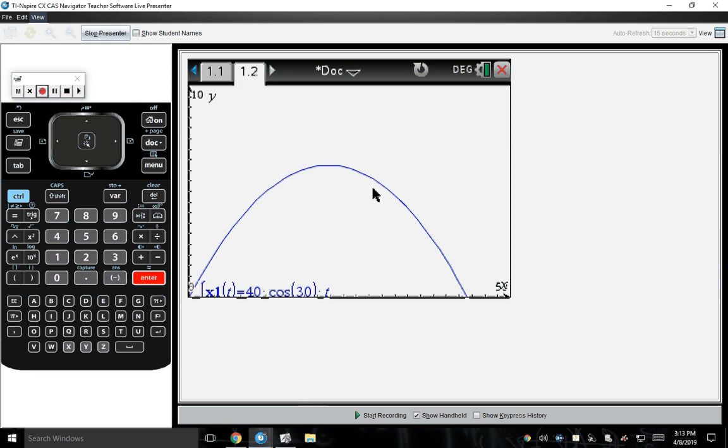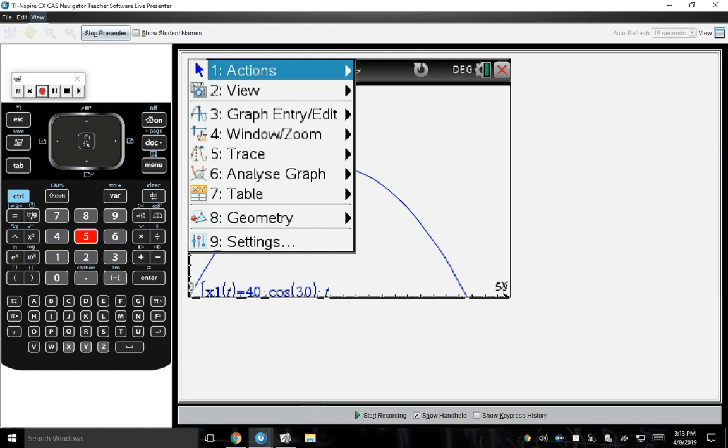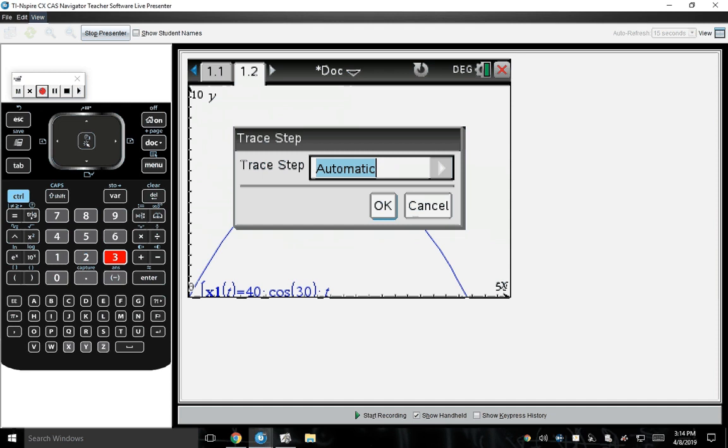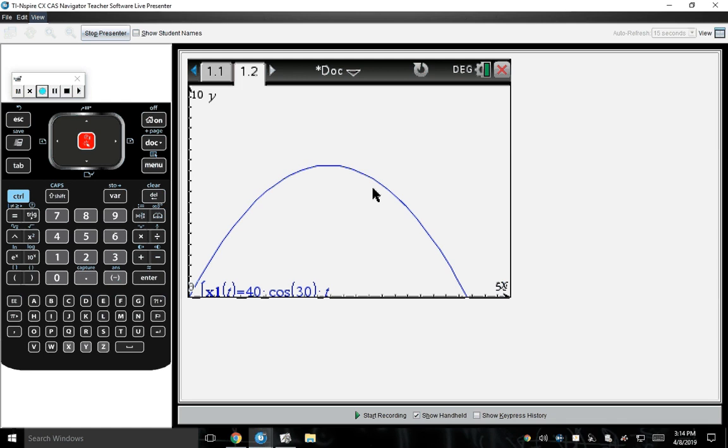Here we go. We're going to press menu, 5, 3. And we don't want the trace step to be automatic. We want to insert a value, and we're going to enter the value of 0.01. Menu 5, 3. And then we'll press OK. Now it means when we scroll through this graph, it's going to go 0.01 each time.